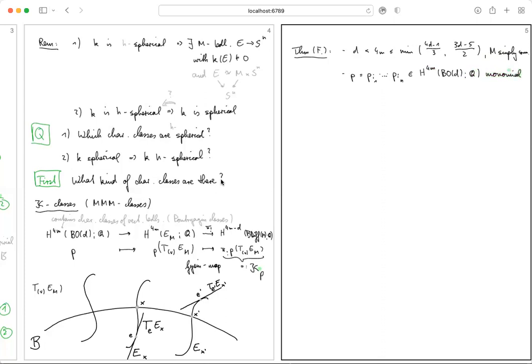So this should be a monomial in rational Pontryagin classes. And now let's answer the question when the associated Kappa class is spherical, or H-spherical. So first, if this is actually a non-trivial product, so if P is not just the single top Pontryagin class, then the associated class Kappa P is H-spherical.